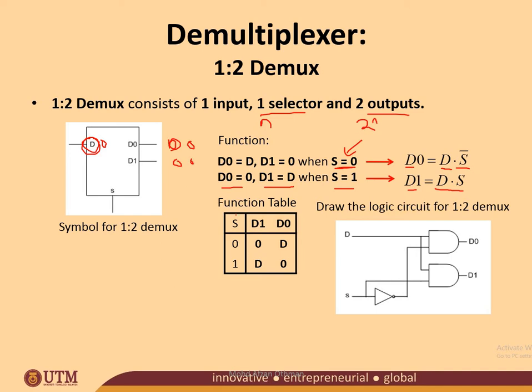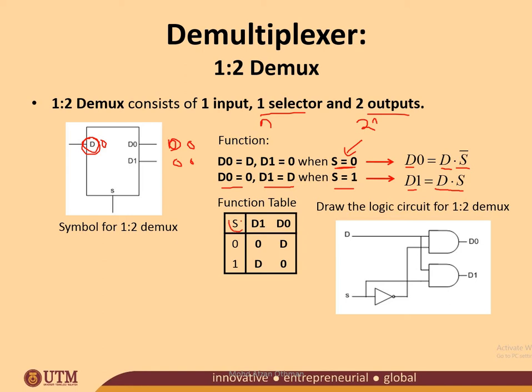So you see, the function table is actually a compact form of the truth table, because it shows the function rather than showing all the possible combinations. So you have S.